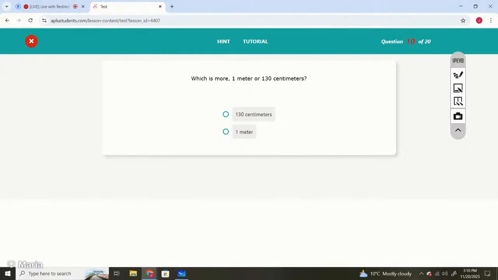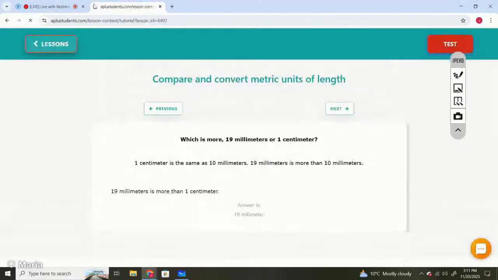Which is more, 1 meter or 130 centimeters? 1 meter equals 100 centimeters, right? So that means 130 centimeters is more than 1 meter. Got it? 130 centimeters is more. Okay, you can complete the lesson by yourself later today. Let me just move on to the next lesson.